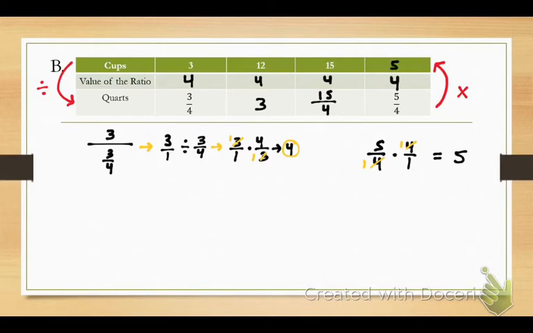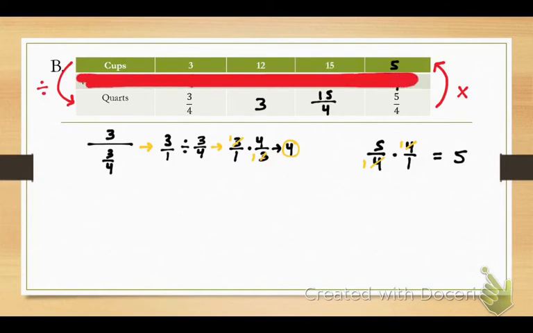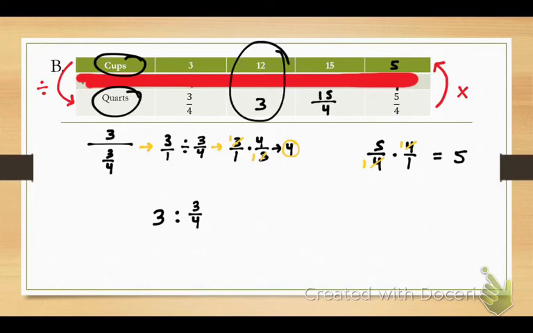Now, it has asked us to tell you what the equivalent ratios are. Remember, when putting in equivalent ratios, I don't need the missing link anymore. So I can pretend that this value of the ratio is no longer there, and I am just comparing the cups to the quarts. So looking at the first one, I have 3 cups to 3/4 quarts. Let's go on to the next one. Luke, what's that equivalent ratio?